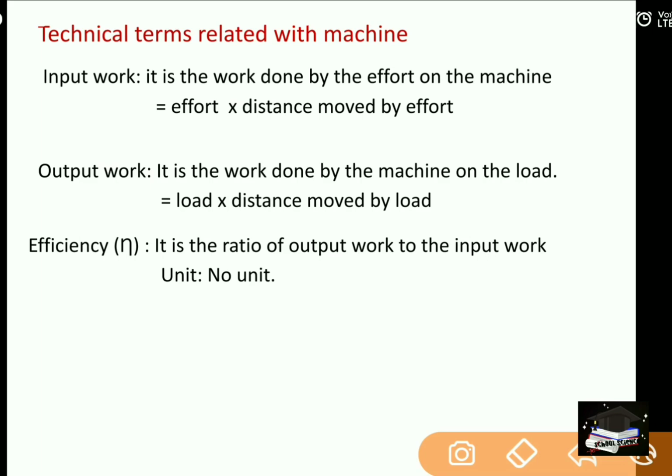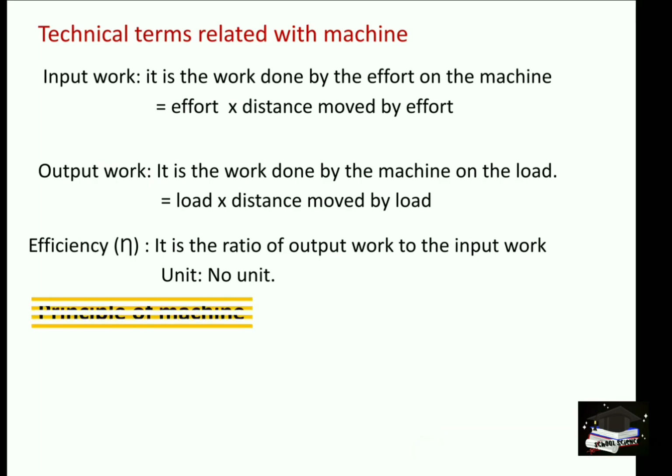An ideal machine is just an imaginary concept. There is no such machine called an ideal machine, because every machine loses some amount of energy in the form of heat because of friction. So an ideal machine is not possible. Next we have the principle of a machine. Actually it should be the principle of an ideal machine, because this principle applies to an ideal machine.